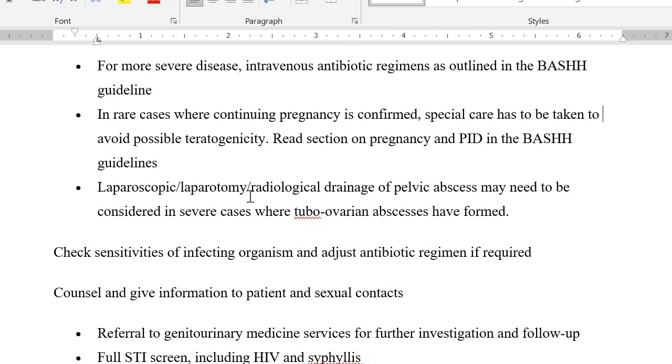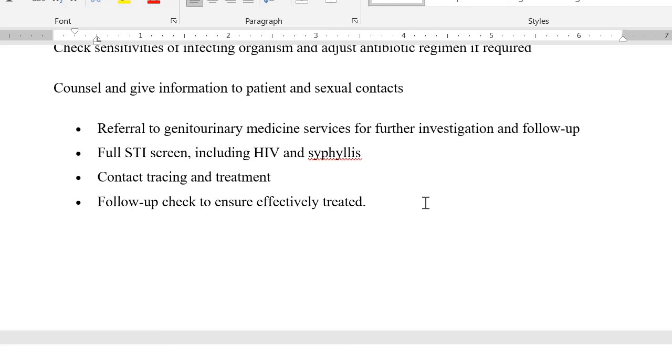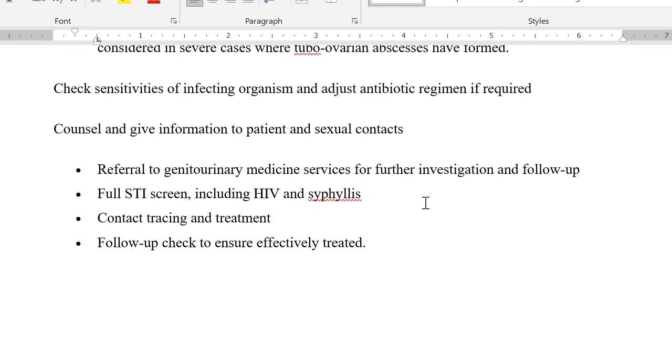laparoscopic laparotomy or radiological drainage of the pelvic abscess may be needed in severe cases where a tubo-ovarian abscess has formed. Why? Because the patient will have severe pain and will not be responding to therapy, so we will need to drain the abscess.